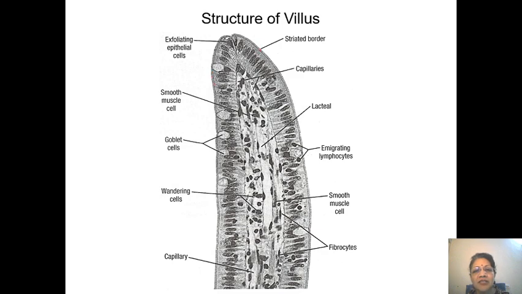It looks like vertical lines if you look at it at slightly higher power. So they call it a striated border. It looks like there are striae inside it. Even at this magnification, you can see it's very fine parallel lines at right angles to the surface. So this striated border in the structure of a villus is extremely important.